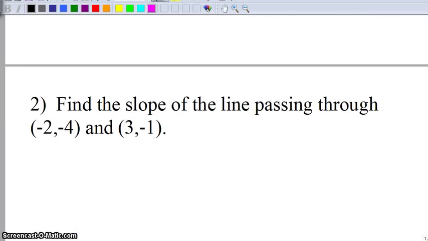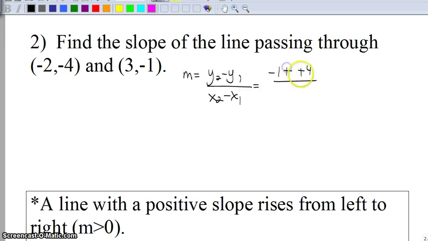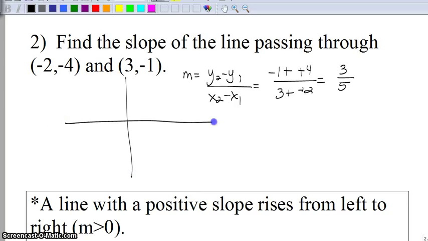Okay. Now we're going to do another example. We're going to find the slope again, y2 minus y1 over x2 minus x1. -1 minus -4, which is plus, over 3 minus -2, which is also plus. So we've got 3/5. Let's draw a picture of this also.